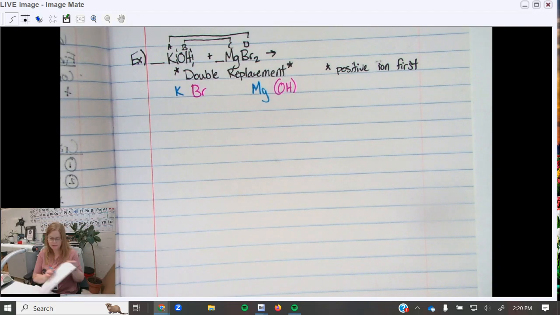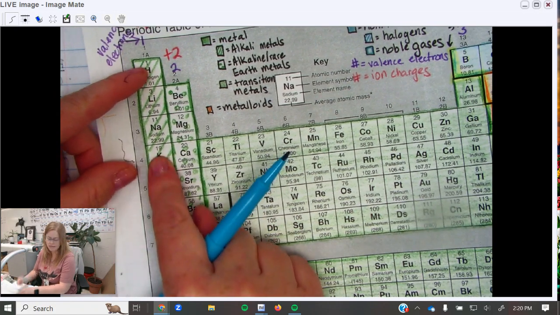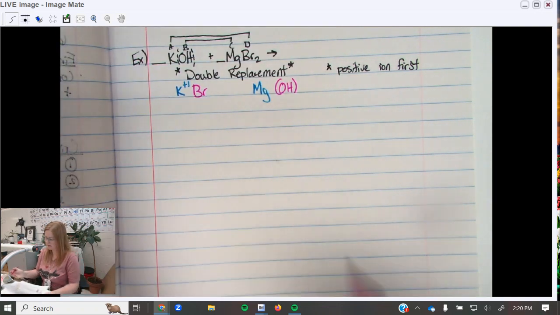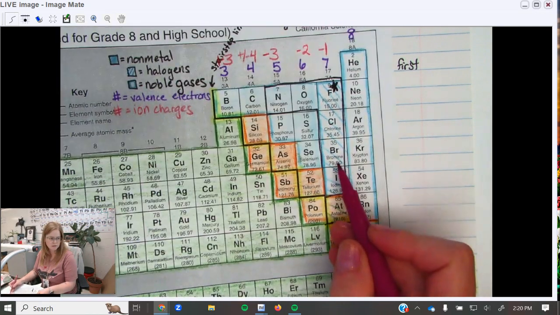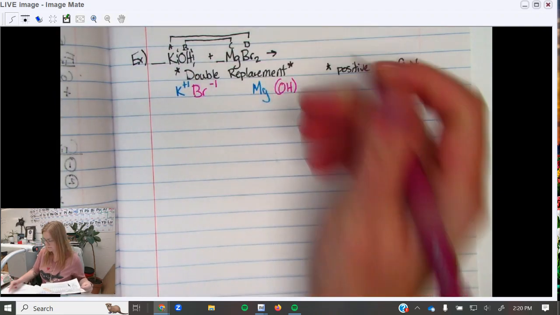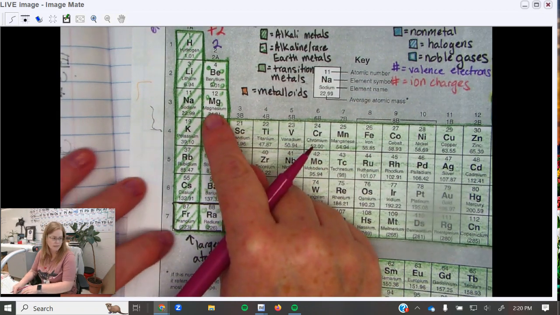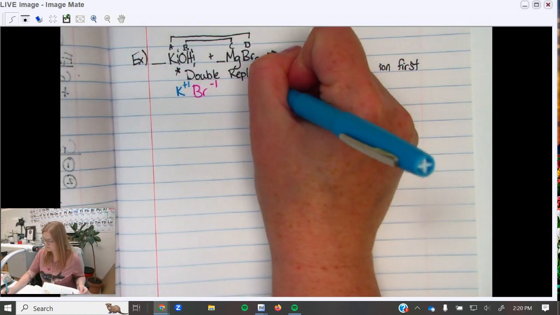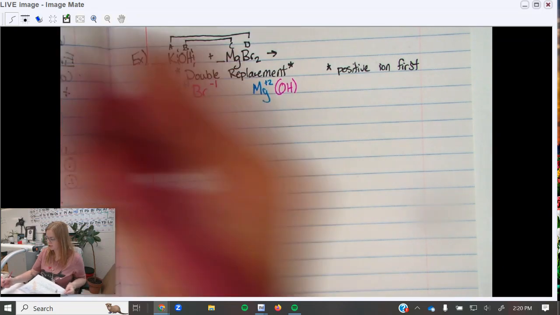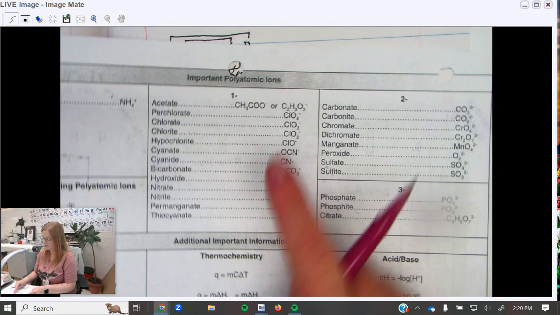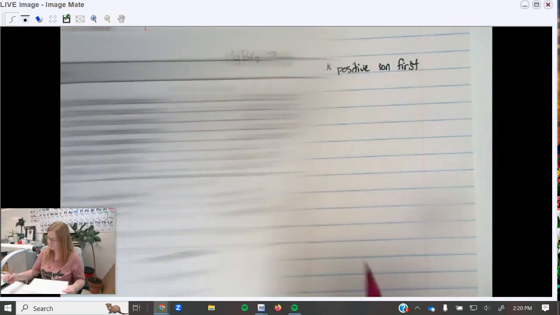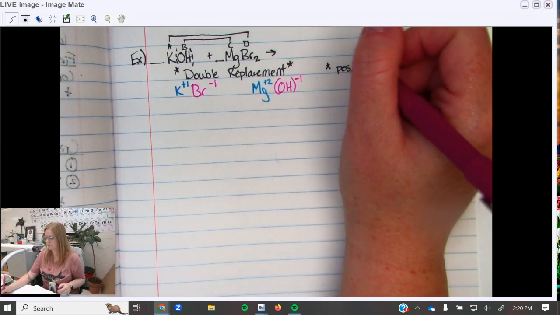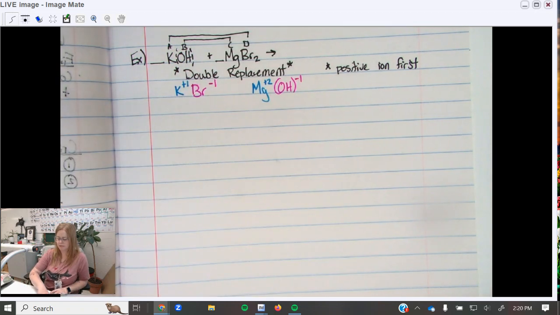All right, so K. K is +1. Br is -1. Mg is +2. OH is on the back of my periodic table. That's a -1. You can always just put a minus if it's just a 1. But I like to do the ones because it helps me keep track of things.